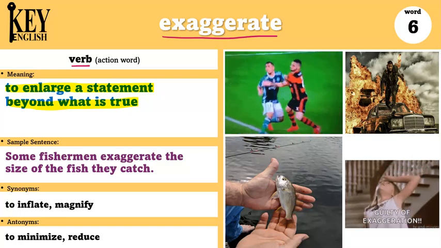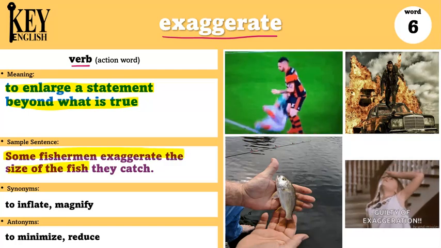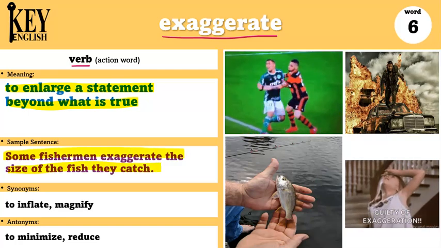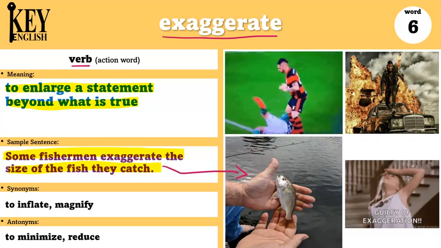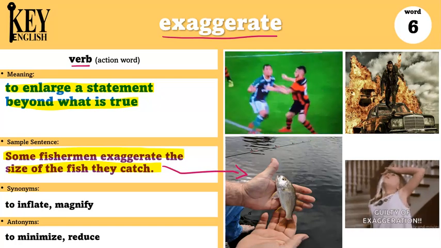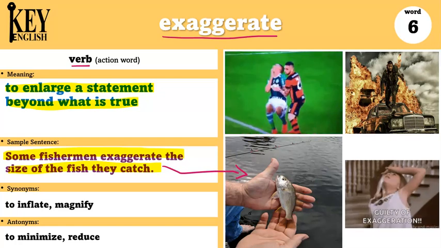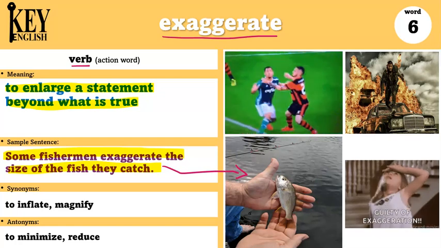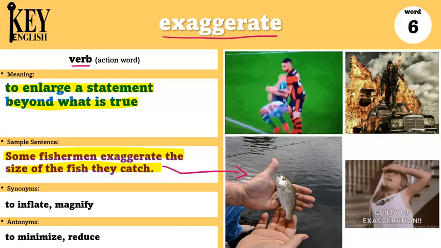The example sentence says, "Some fishermen exaggerate the size of the fish they catch." For example, if this fisherman here caught this small fish, but later he tells the story and he says the fish was as big as my arm, then that's an exaggeration. It's not true. He's making it sound bigger than what it really was.